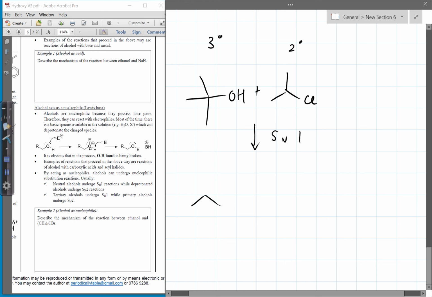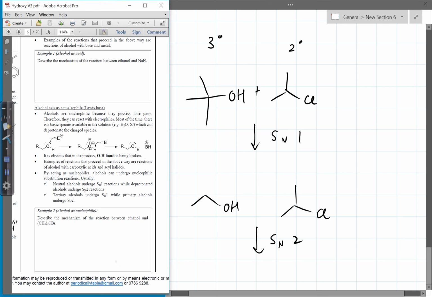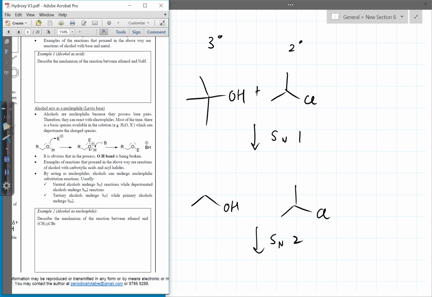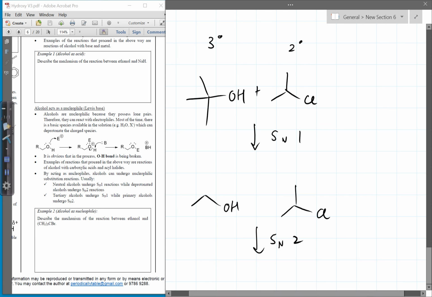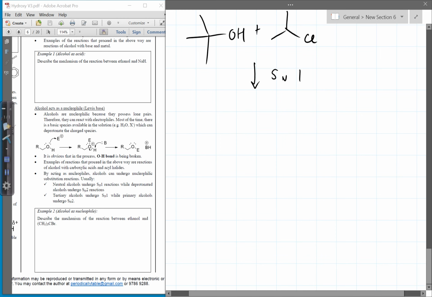Now if let's say I have a primary plus a secondary, then perhaps your SN2 will be favored because there's less steric hindrance. Right? So it's the same idea as your SN1, SN2. So next, describe the mechanism of the reaction between ethanol and your D species, right? If you think about it, right, it's just what I've just written, correct? Your ethanol, which is this, plus your RX.